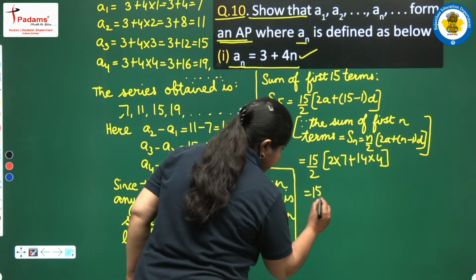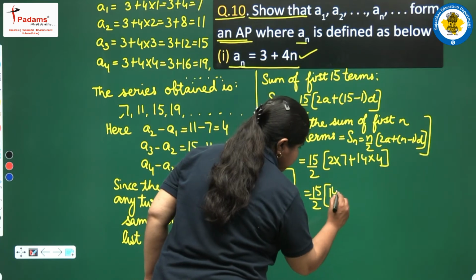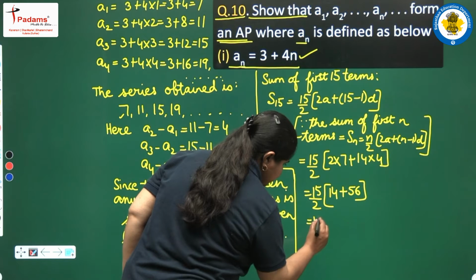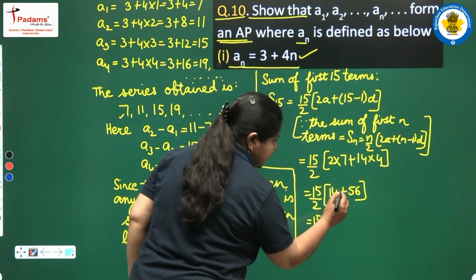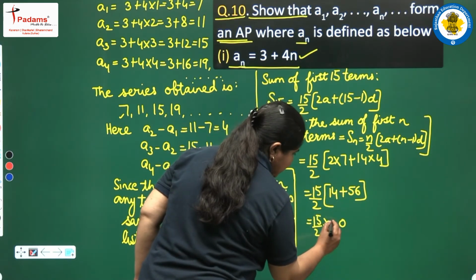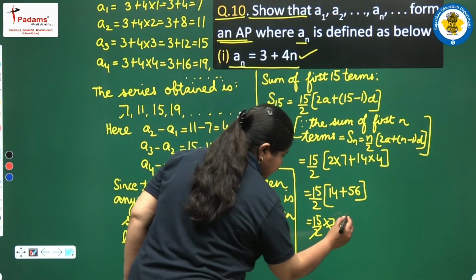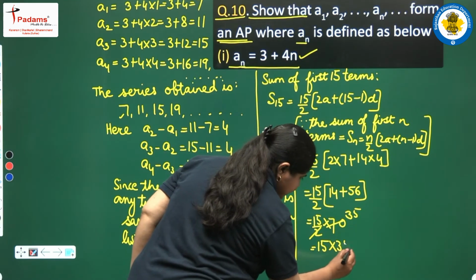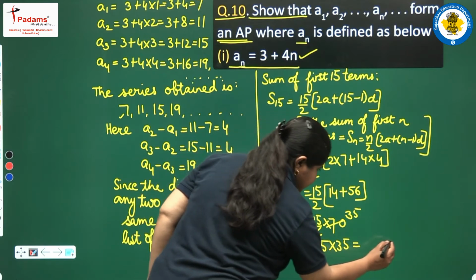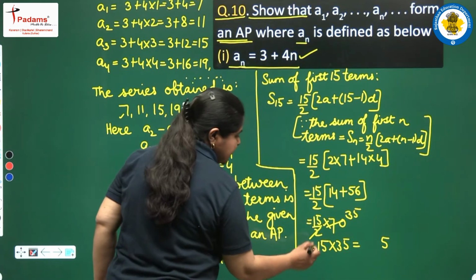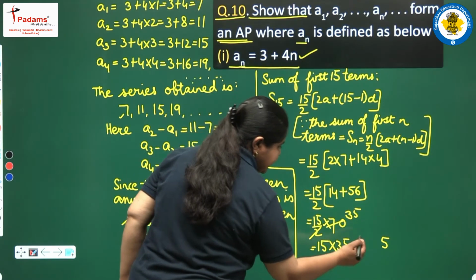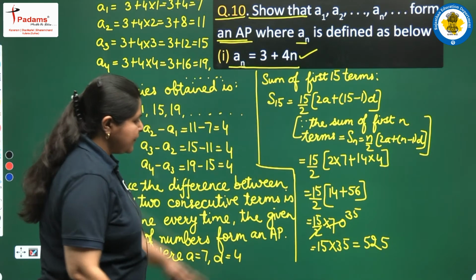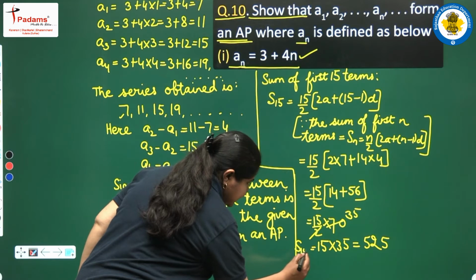Solving this, we get it 15 by 2, 2 7s are 14, 14 4s are 56. This will be equal to 15 by 2 into, add the two numbers, it will be 70. Cancel by 2, it will go 35 times. So, 15 into 35. Multiply the two numbers. 15 5s are 75, 7 carried. 15 3s are 45 and 7, it will be 52. So, 525. This is the sum of first 15 terms in this case.